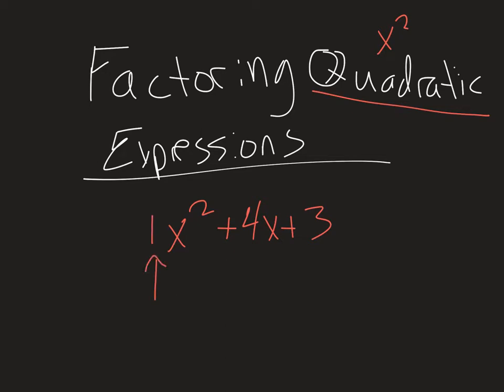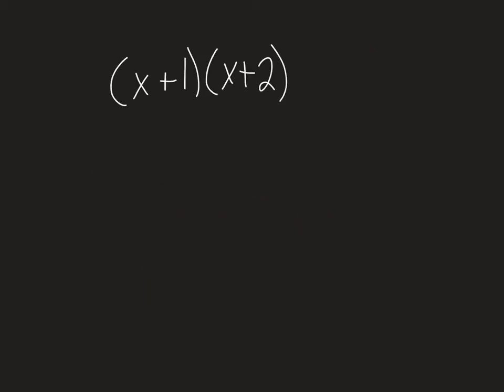Now, it's not always going to be written there because x squared is 1x squared. We'll talk about what happens when this is not a 1 in another video. But for now, we're just going to look at the more simple version of a quadratic expression. So let's review how to multiply two binomials in particular.